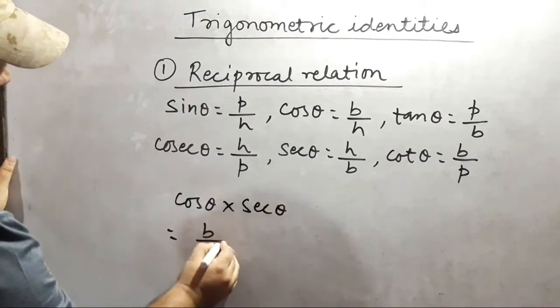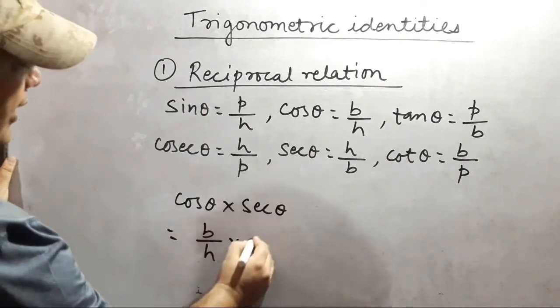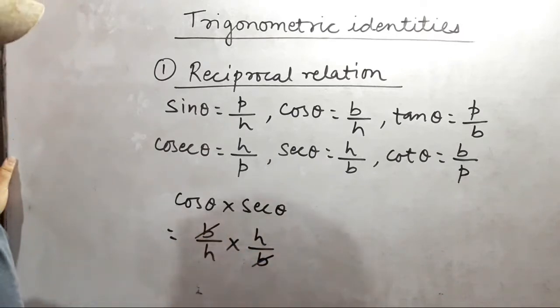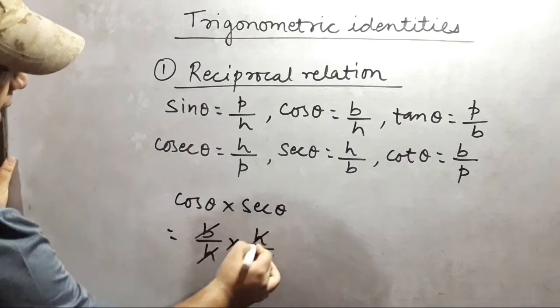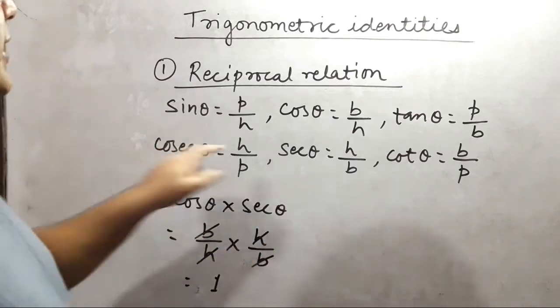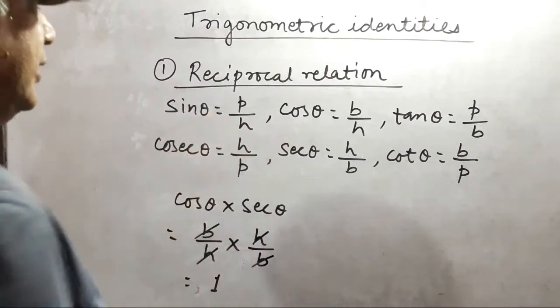Cos theta into sec theta. Cos theta is B by H, sec theta is H by B. Here also this B and this B get cancelled. Similarly, this H and this H get cancelled. We shall get 1. That is, cos theta into sec theta, we will get 1.